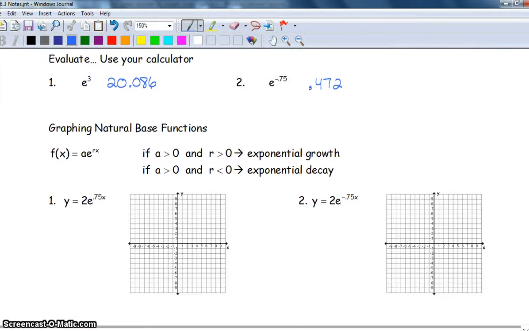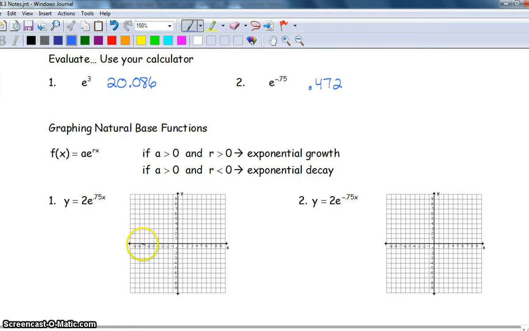When you are graphing the natural base of e, if you have the function f of x is equal to a times e raised to the rx power, if the a value, so the number you're multiplying by e, is greater than 0 and the rate that you're raising e to is greater than 0, then it's going to be exponential growth. If your a is greater than 0 but your r is less than 0, then it's going to be exponential decay. So we've talked about exponential growth and decay the last couple days. Now we're going to apply that to your natural base.